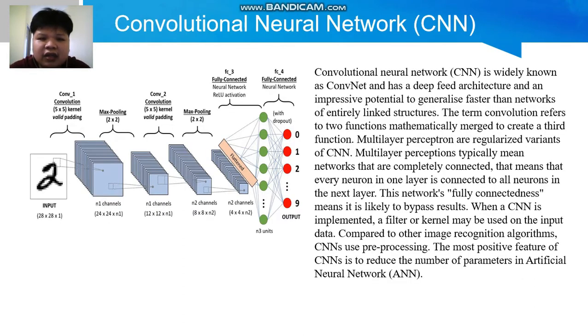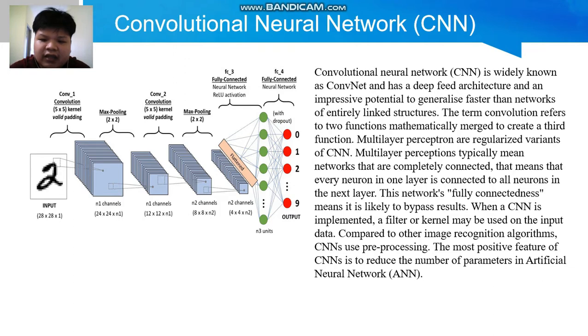Next, CNN, the convolutional neural network, which we can call the convnet, has a deep fixed architecture and impressive potential to generalize faster than networks of an entirely linked structure. And multi-layer perceptrons typically mean a network that is completely connected. That means that every neuron in one layer is connected to all neurons in the next layer. This full connectedness means it is likely to overfit the result.